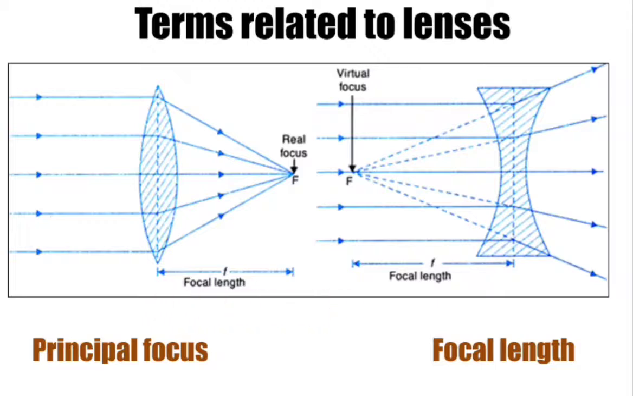Similarly, if I talk about the focal length, what is focal length? It is the distance between the optical center and the focus. Here also you can see this is the focal length of the concave lens. So remember, focal length is the distance between the optical center and the focus. These are the terms which are important for understanding the ray diagrams of the images formed by lenses by keeping the object around them.